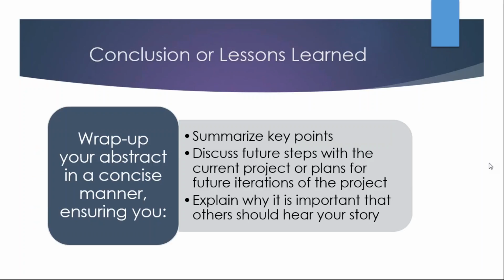In the next section of the abstract, you want to think about wrapping everything up. So you want to wrap up your abstract in a concise manner, but you need to remember to summarize the key points of your abstract, discuss future steps for the current project or plans for future iterations of the project, how it might be changed or adapted, and then explain why it is important that others hear your story. So why do you want to present this information? And again, I feel like I keep saying this key point, but abstracts are pretty short, so this is not a very long section. You want to make it as tight as you can and highlight these key points in about a sentence or two. And then you want to be able to tie your work back to the larger landscape of HIV prevention.